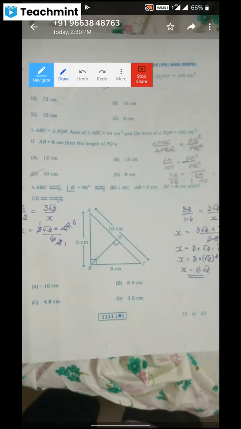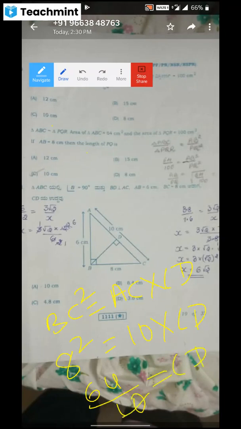So to find CD, we have BC square is equal to AC into CD. BC square is 8 square, equal to AC, that is 10, into CD. So 8 square is 64, divided by 10, is equal to CD. So that is 6.4. So option B, 6.4 centimeter, is the right answer.